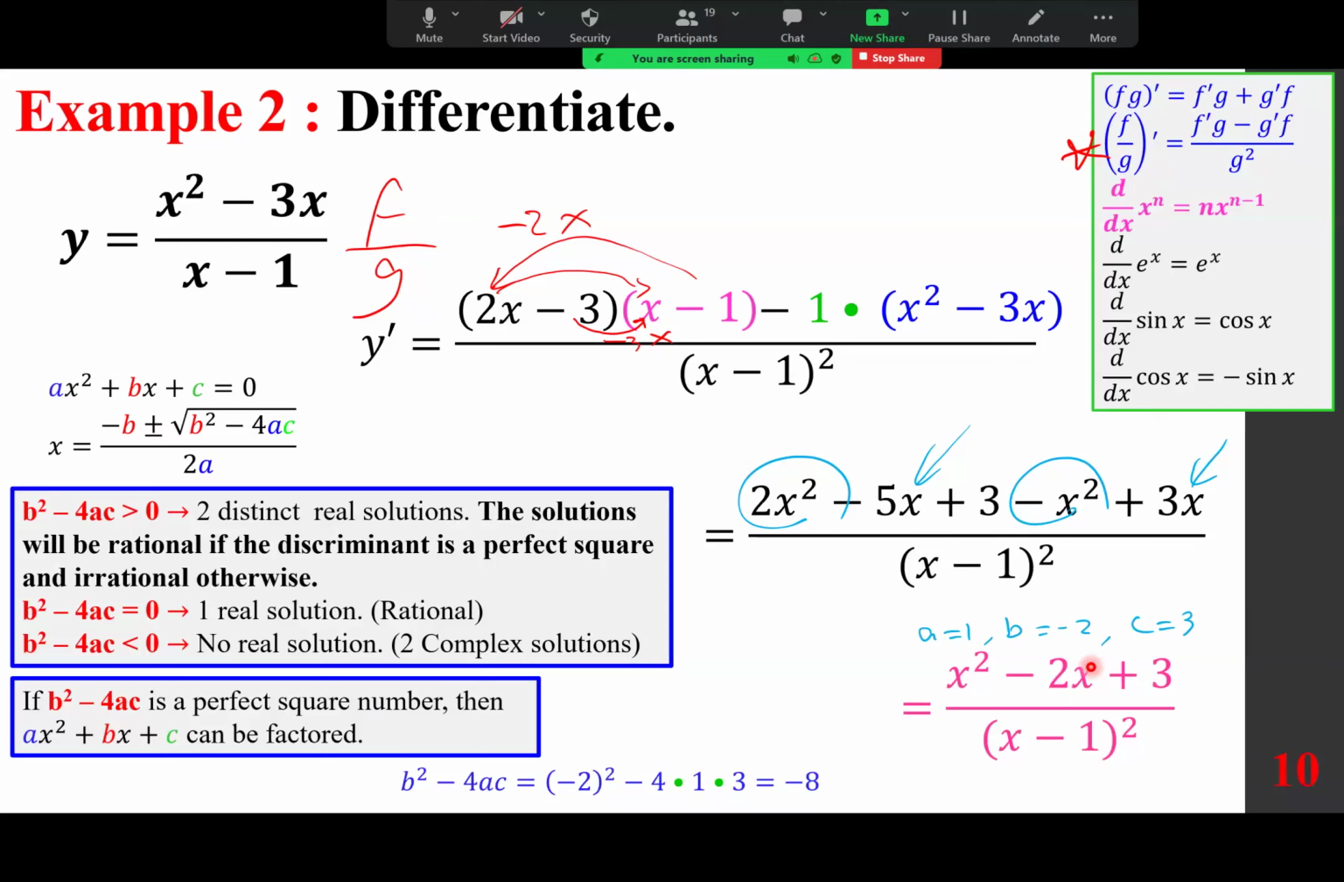And so this can't be factored. That's how you know for sure. This was a piece of information from algebra. I hope everybody remembers that.